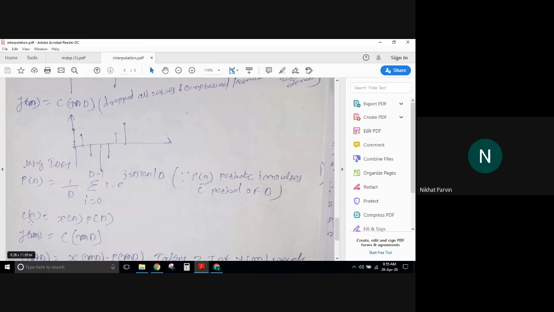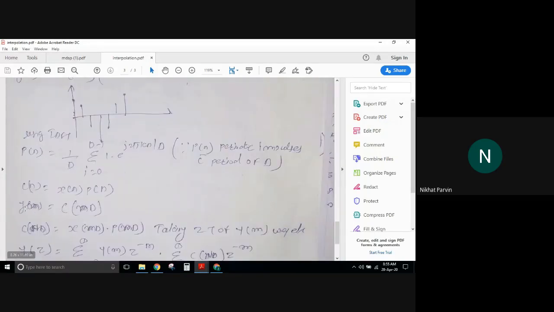Okay, so you have this p of n. Now you want c of n, or c of m, whatever you want to call it; I'm now using the letter m. C of m equals x of m into p of m, and y of m equals c of md. So what is c of md? C of md is x of md into p of md, because here instead of n you are replacing with md for the non-zero values. For the zero values, you simply take n. So c of md equals x of md into p of md.